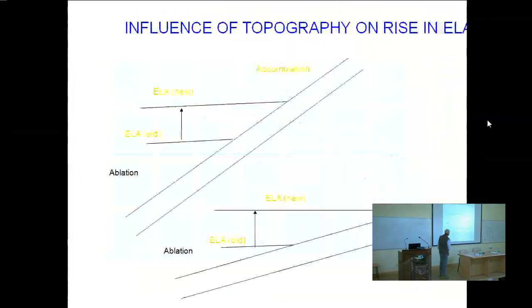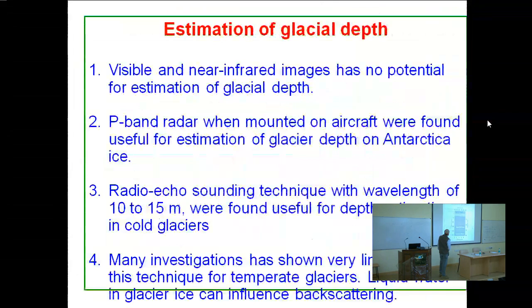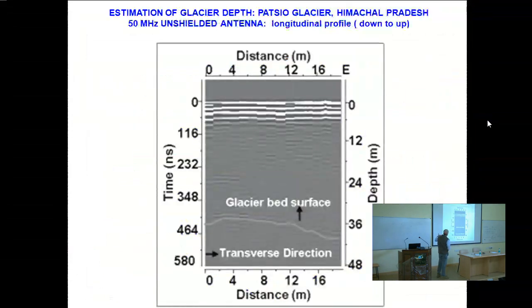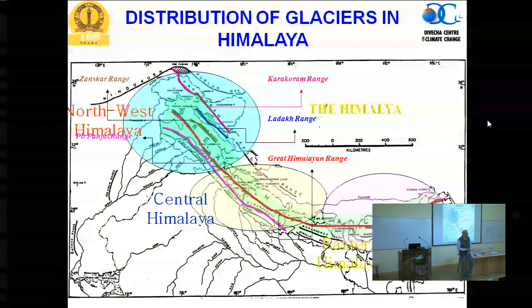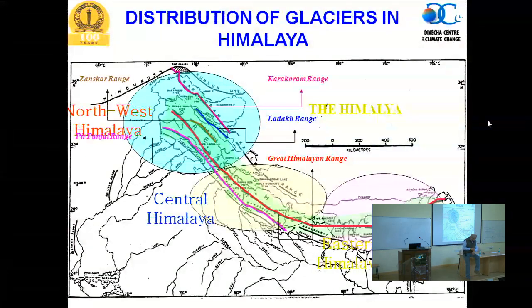So this is one thing we have looked into. And then the depth, we have looked into this depth, and you can see here one of the glacier depths, and this is a small patch of glacier. As I was discussing earlier, it has around 35 meter depth near the terminus, not very high altitude. But beyond that, it is very difficult to use it.